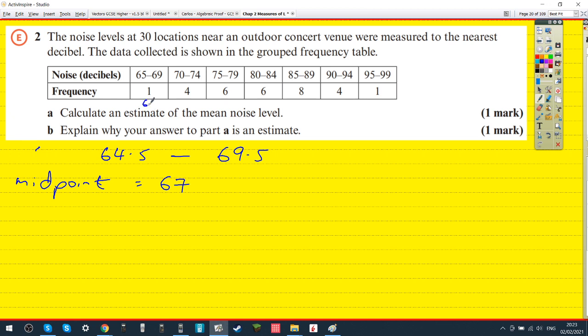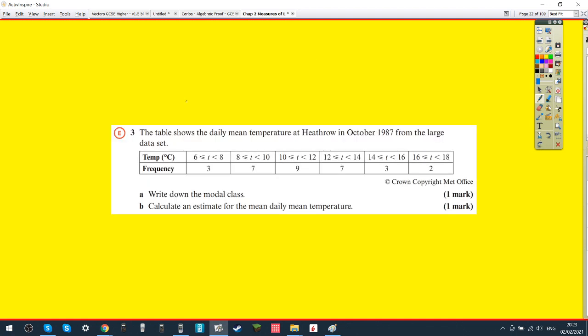And so, 1 times 67. This next one looks like it's going to be 72, but I think it's actually going to be 72.5. So that was 67, the next one is 72. So it actually didn't affect the midpoint. Okay. Calculate an estimate. Model class estimate.